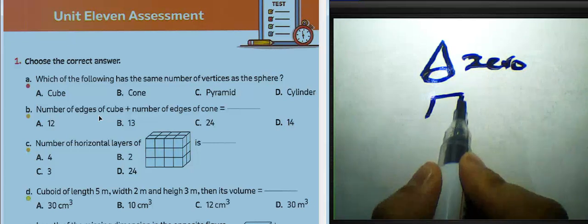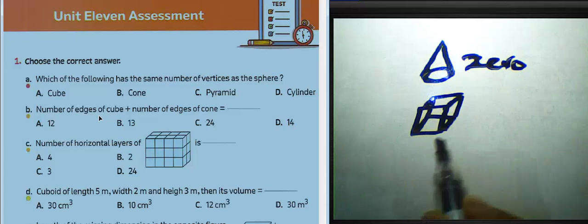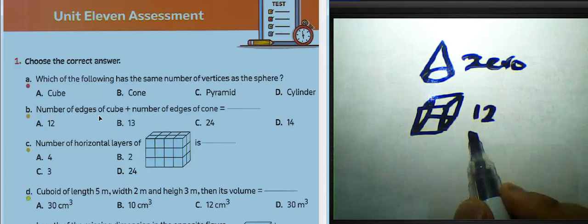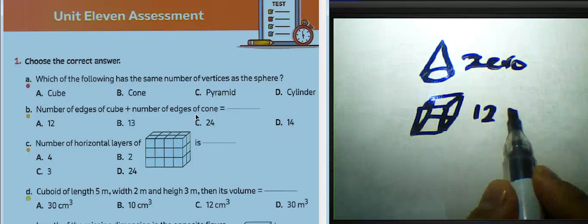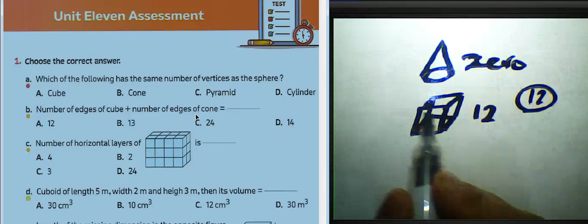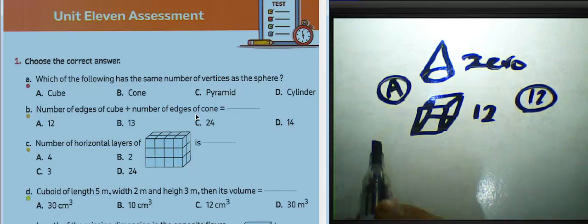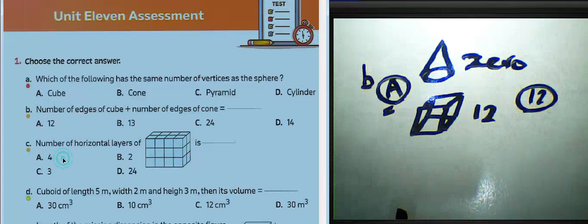So the cube has 12 edges, and he asked about the number of edges of the cube plus the number of edges of the cone. It will be 12 plus 0, which equals 12. The total will be 12. We must choose letter A for question B. Okay, choose letter A. Question letter C.